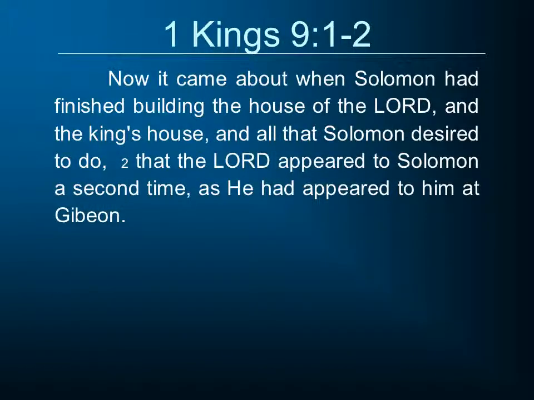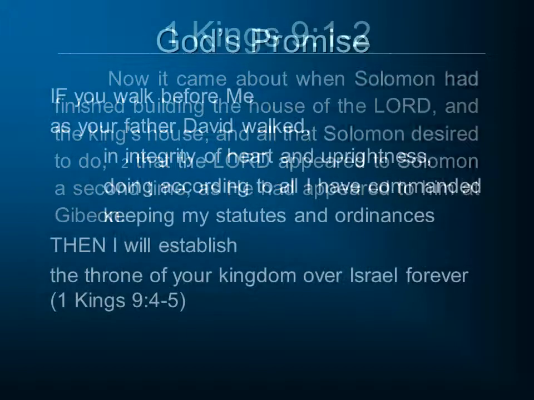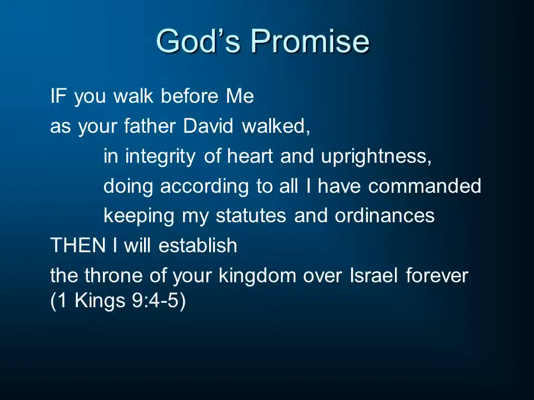Chapter 9, verse 1, Now it came about when Solomon had finished building the house of the Lord and the king's house, and all that Solomon desired to do, that the Lord appeared to Solomon a second time, as he had appeared to him at Gibeon. And God promises him, look, if you will walk before me as your father David walked, that was integrity of heart and uprightness, doing according to all that I've commanded, keeping my statutes and my ordinances. If you do all those things, here's the if-then clause, then I will establish the throne of your kingdom over Israel forever.